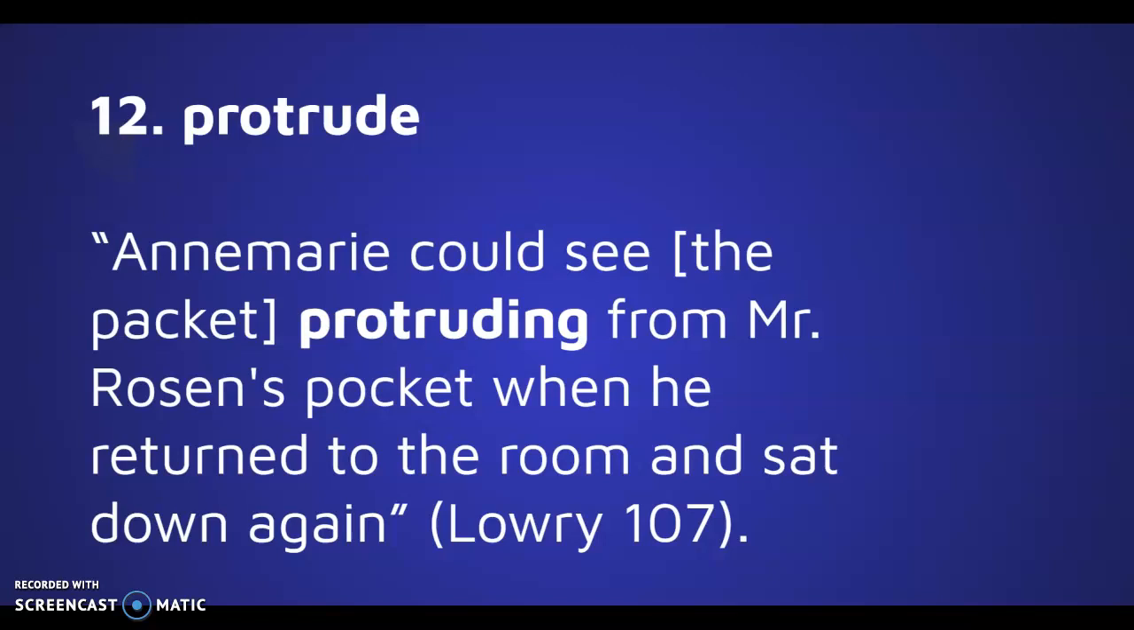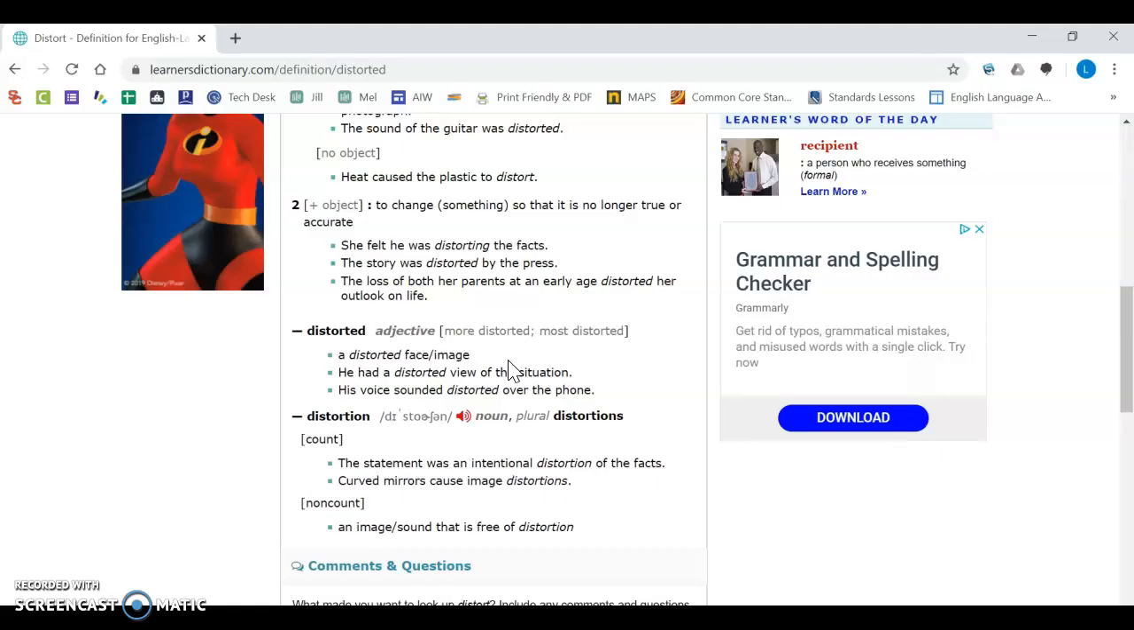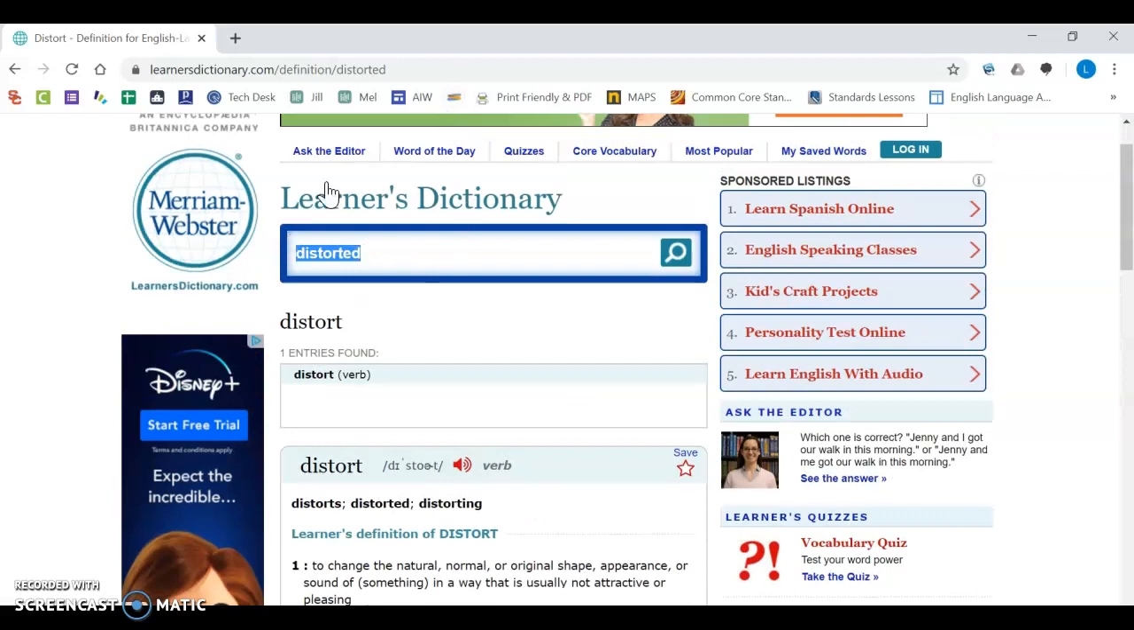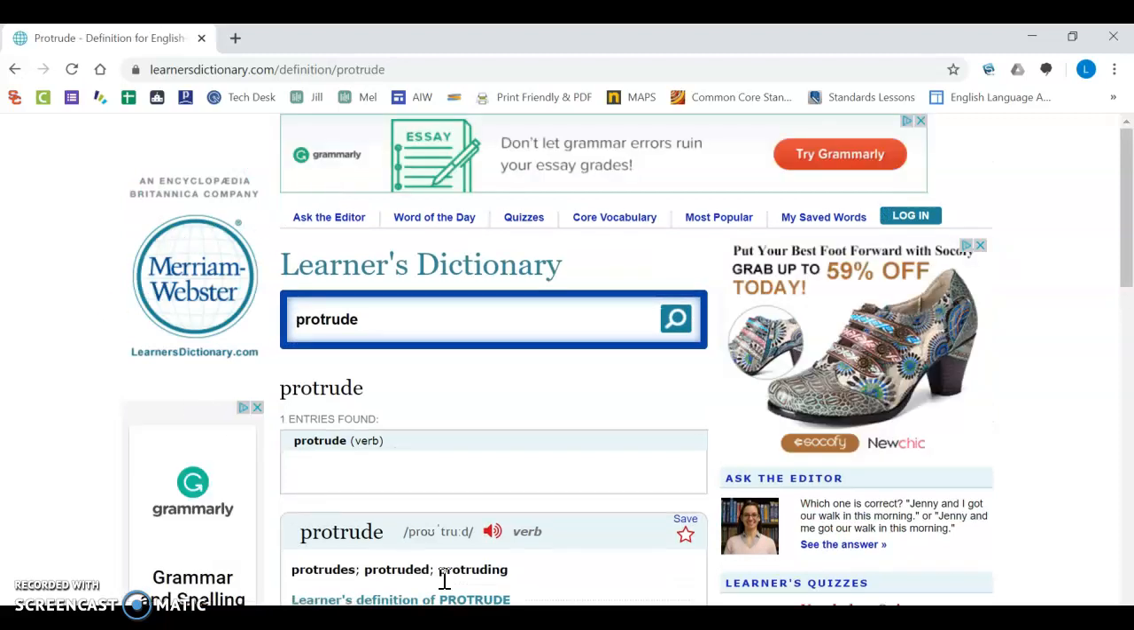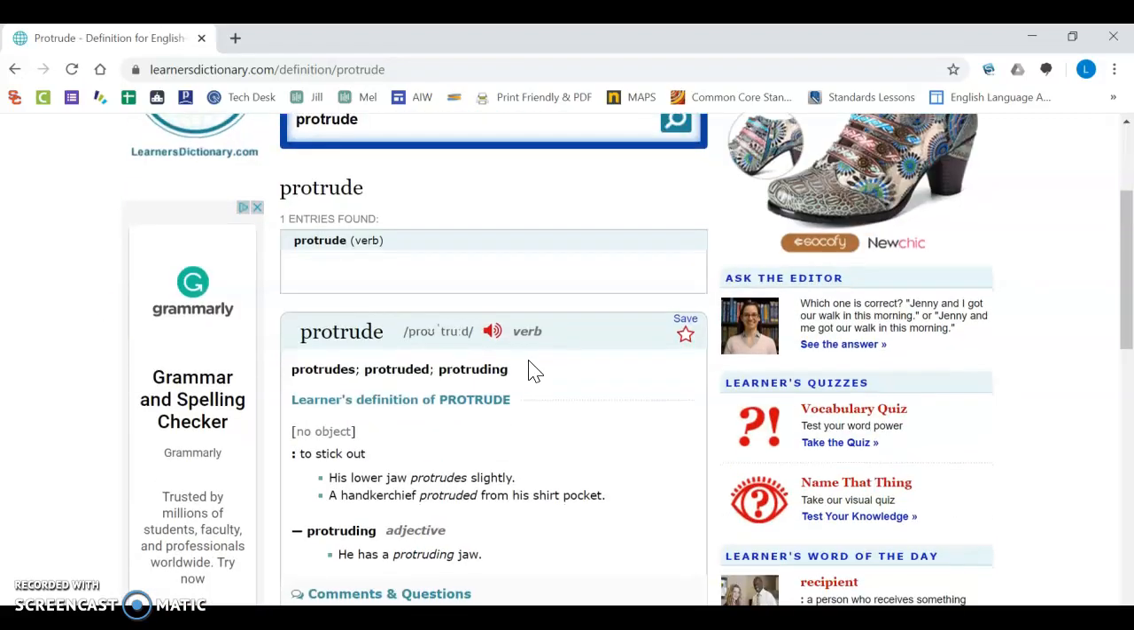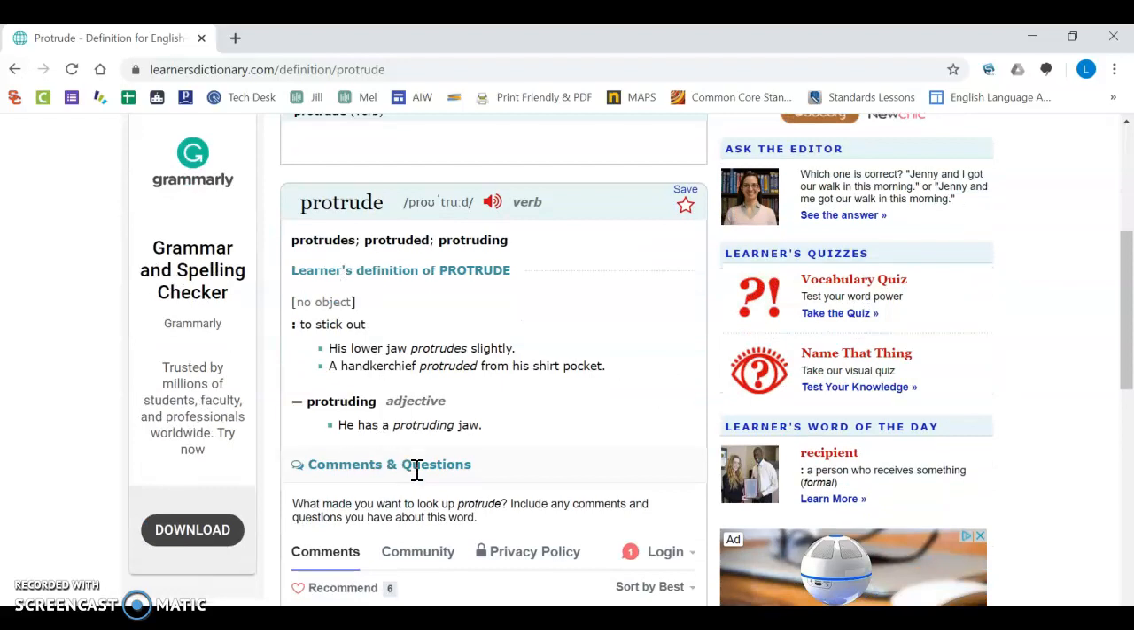Anne-Marie could see the packet protruding from Mr. Rosen's pocket when he returned to the room and sat down again. So what do you think protrude means? So let's look it up here. So we see once again that protrude is a verb. This definition is much simpler. It just means to stick out.